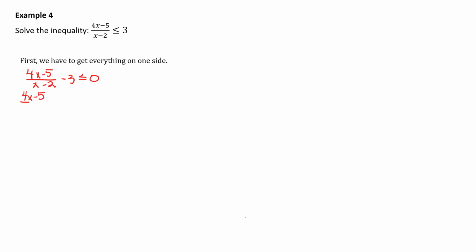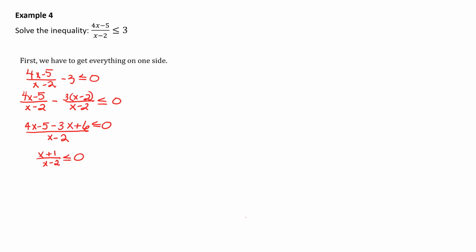Now we need a common denominator, which is x minus 2. So we multiply that 3 by x minus 2 over x minus 2, and then we combine those fractions and simplify it, and we have x plus 1 over x minus 2. There are two significant places we need to pay attention to. We know that the solution set, first of all, is all the x values where the function, that is f of x or y, is negative or 0. That's what we're looking for here, which means below or on the x-axis.